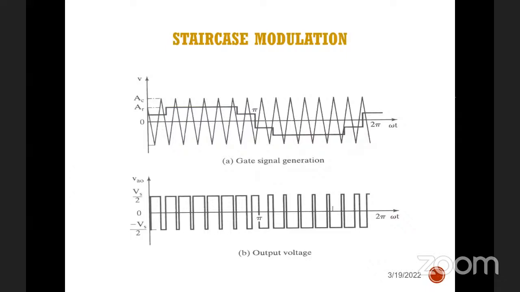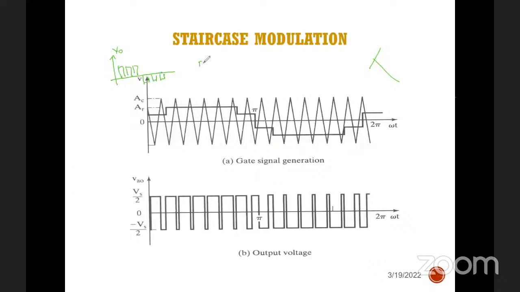The main aim of these basic pulse width modulation techniques is to decide when to turn on our switch and when to turn off our switch in the thyristor. So we are going to get the output voltage in the form of pulses like this. By using the different techniques, this output voltage V0 is alternating in nature, positive and negative.